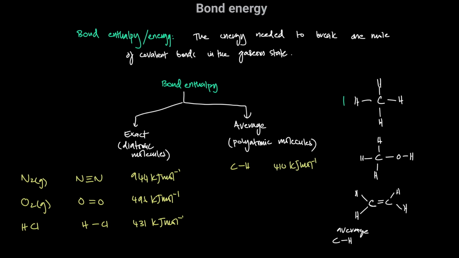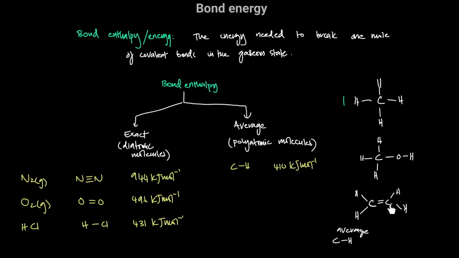Now this value is the average value for all the different molecules that we chose to take the average of. It's not the exact value for this particular molecule or that one. For methane, for example, we figure out the average C-H bond energy by breaking these 4 bonds and dividing the energy needed for breaking 4 bonds by 4, and we get the average bond energy for methane. We do the same thing with the 3 bonds of methanol.